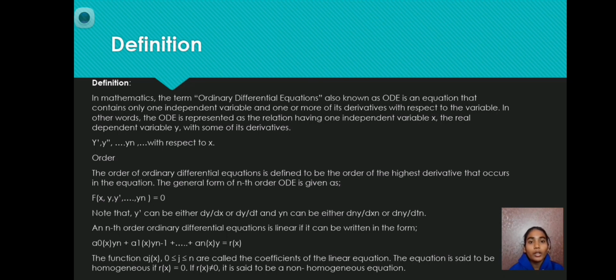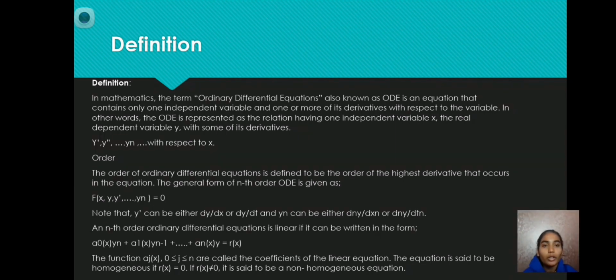Order. The order of an ordinary differential equation is defined to be the order of the highest derivative that occurs in the equation. The general form of an nth order ODE is given as f of x, y, y dash, and so on up to y power n equals 0. Note that y dash can be either dy by dx or dy by dt, and y n can be either d n y by dx n or d n y by dt n.